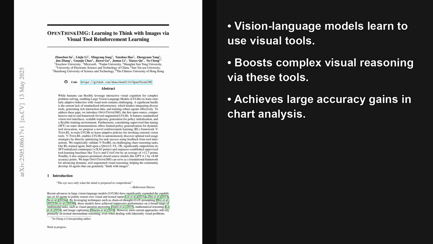Overall, this research demonstrates that teaching AI to actively use visual tools rather than just passively observing images significantly boosts its reasoning capabilities. It's a promising step towards AI that can truly understand and interact with the visual world around us.